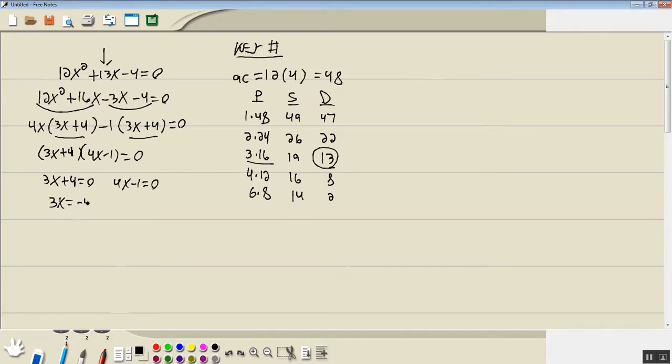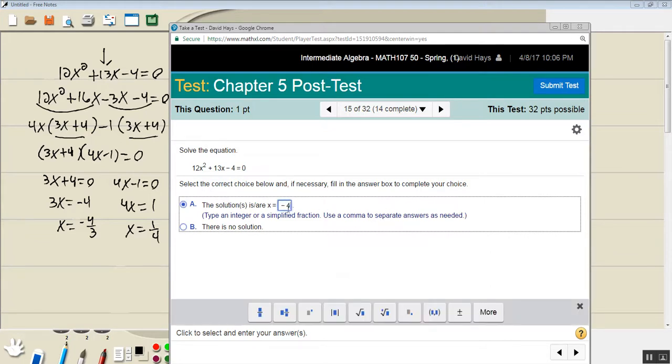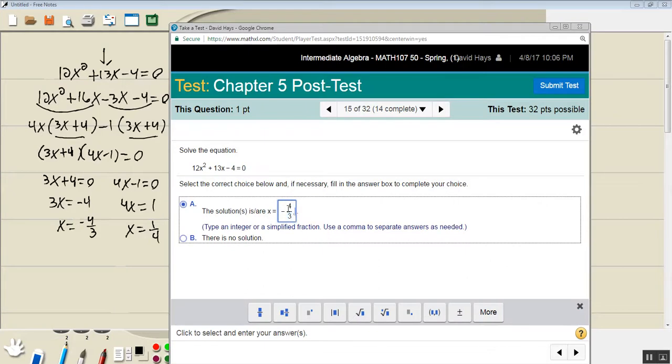Here I'll take the 4 over, it becomes a negative 4, divide both sides by 3, and we get negative 4/3. Here I'll take the negative 1 over, it becomes a positive 1, divide both sides by 4, and we get 1/4. So the solutions are, type an integer or simplified fraction, use a comma to separate the answers as needed: negative 4/3, comma, 1/4.